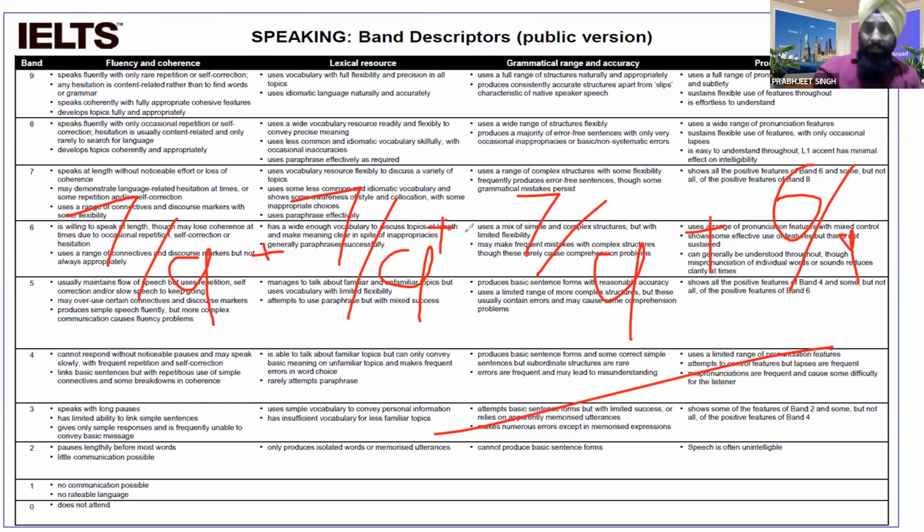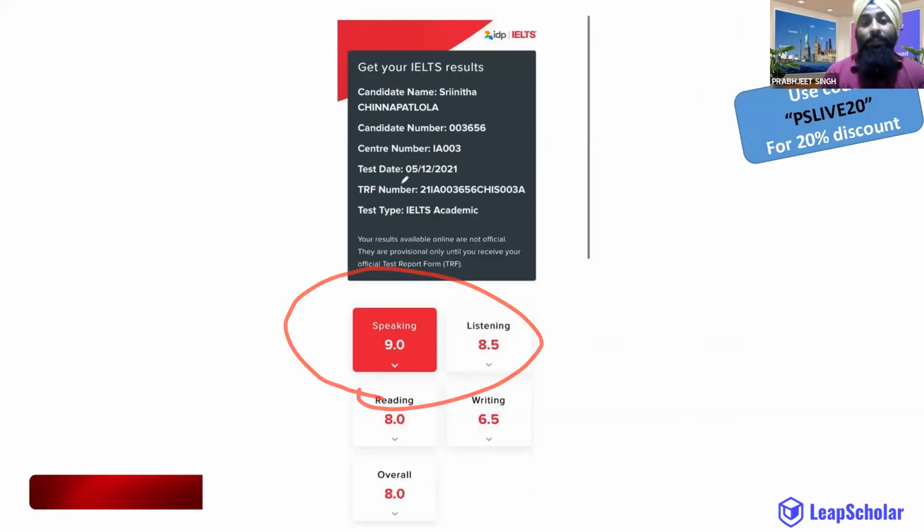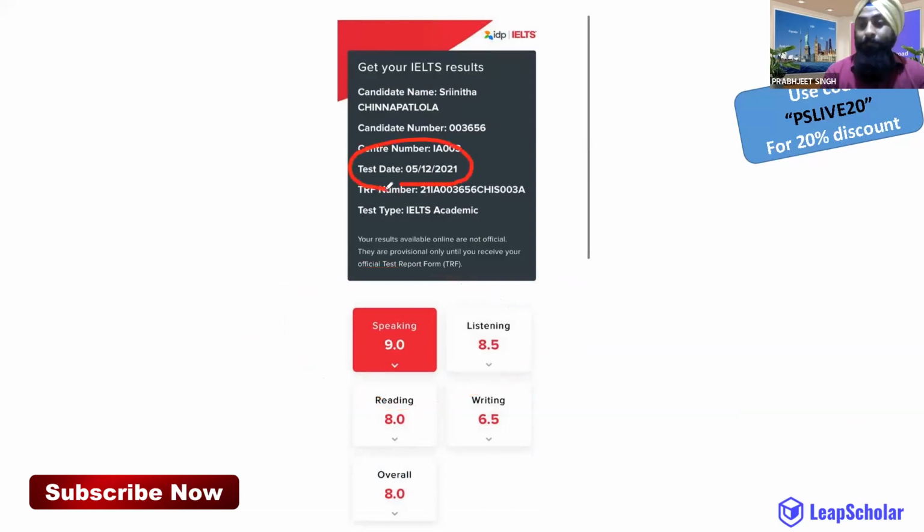Now, how many of you think that getting band 9 on 9 is not possible in speaking? This is the result of one of my students, and she got band 9 on 9 in speaking. You can even check out her test date. And many of my students, right, Sejal, are getting band 9 on 9 in speaking.